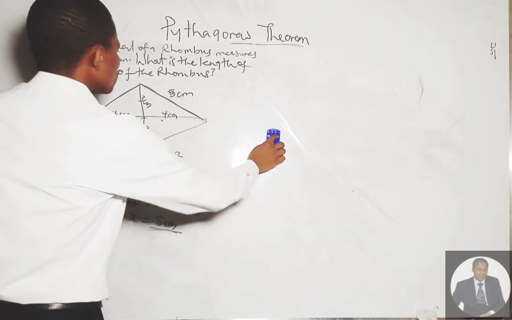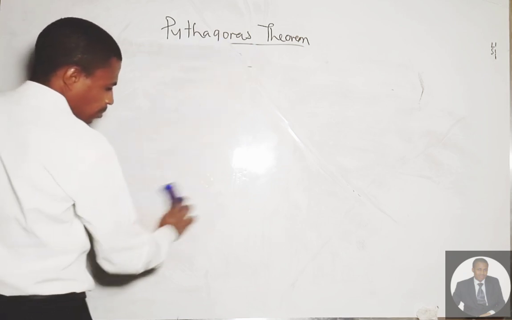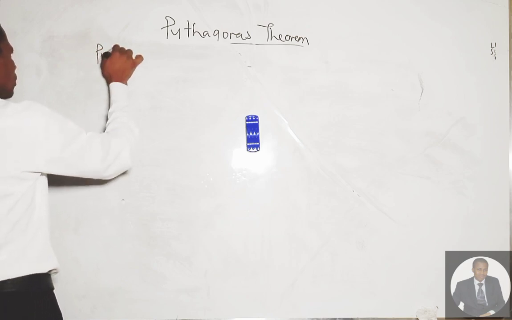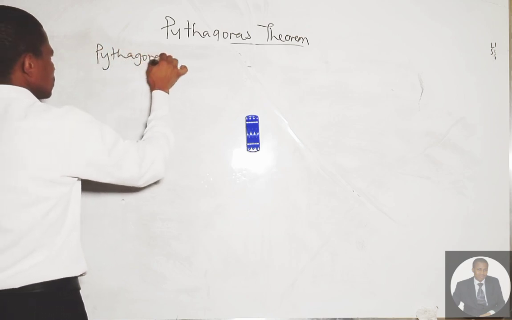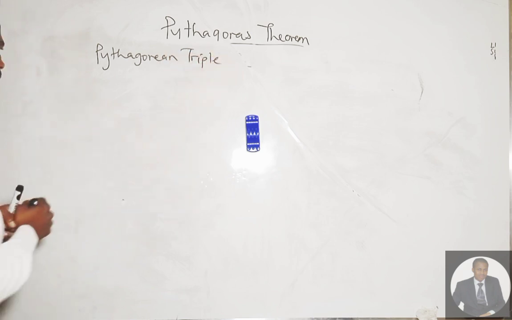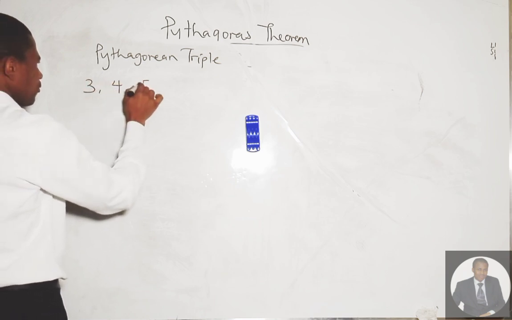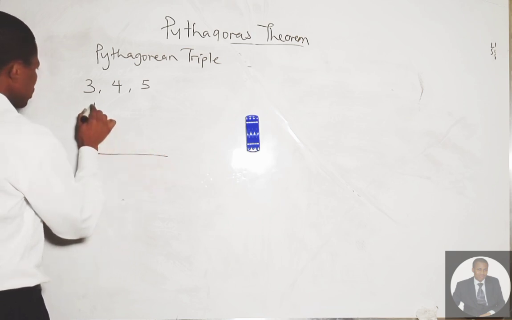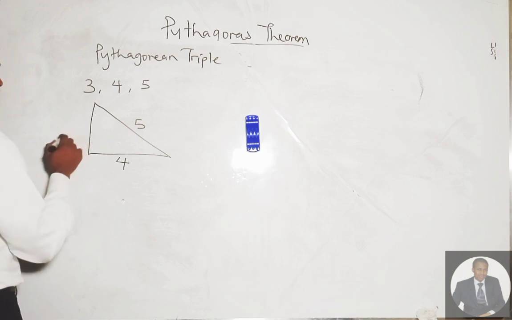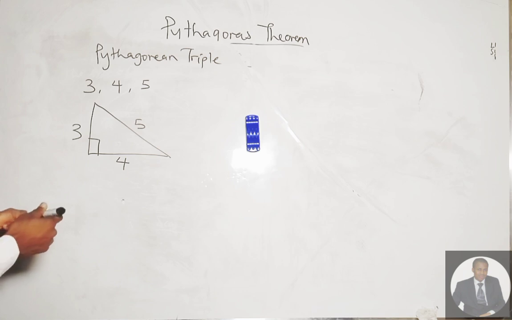Now, there's something we call a Pythagorean triple. In the question we just talked about, you see we have something like 3, 4, 5. There's a right angle triangle. The hypotenuse is 5. Either the opposite or the adjacent is 4, and this other is 3. Centimeter, millimeter, whatever the unit of measurement.